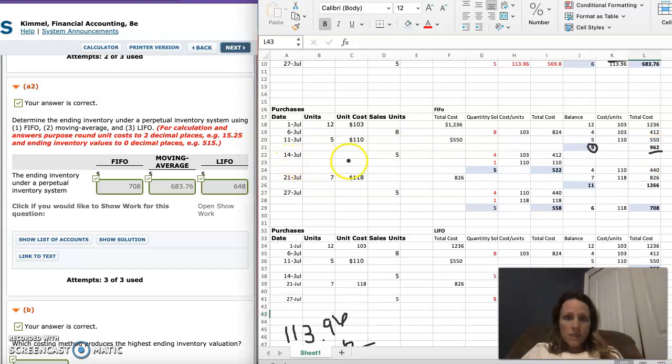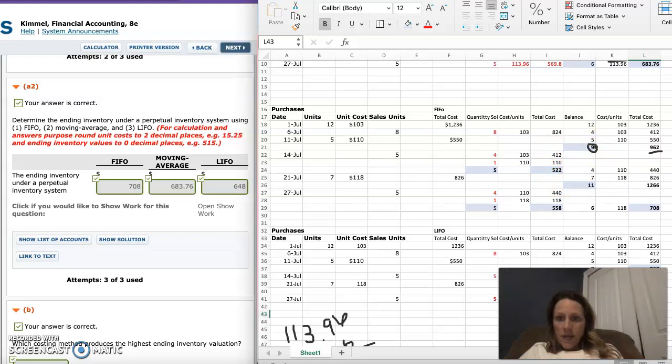Then on July 14th, we sell 5 of those units. Since it's FIFO, first in, we're going to sell the leftover 4 at the price of 103, so we get that price. Then we have one more unit that we need to equal 5. So we're going to take 1 unit from the 5 that is at 110. So 1 times 110 is 110, and then we're going to add those two together and get 522.